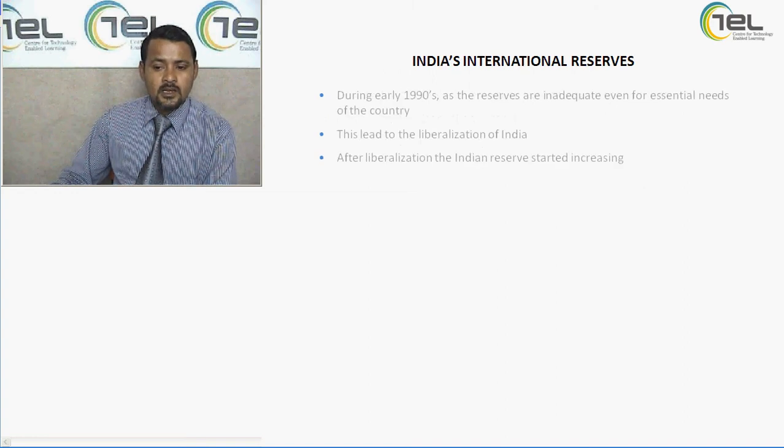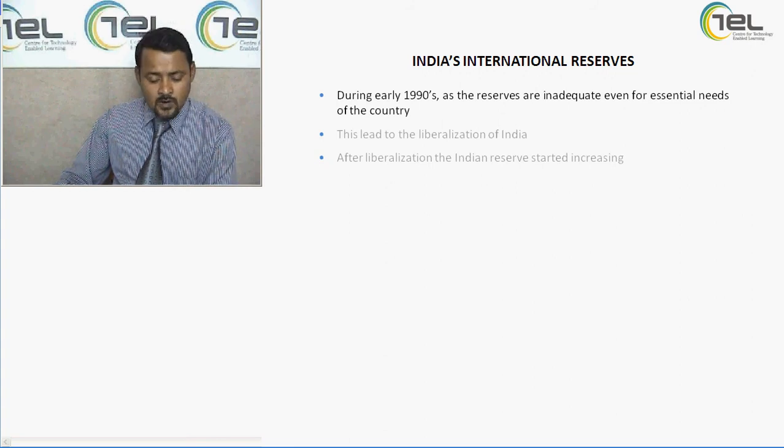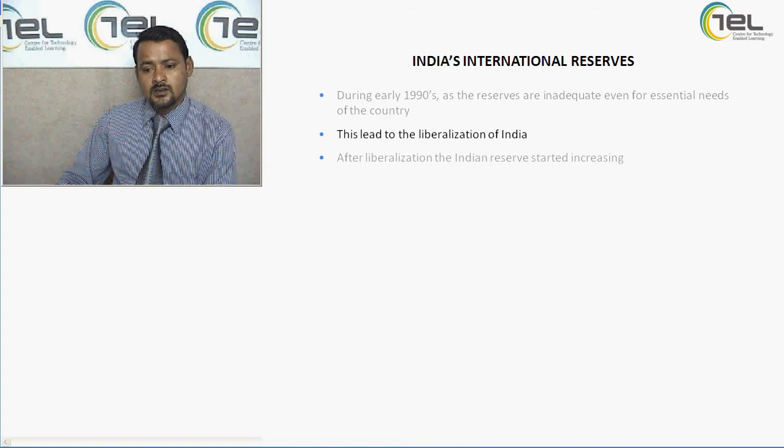Now we are coming to discuss India's reserves. During the early 90s, the reserves were highly inadequate even for importing essential commodities. It was so bad that in the early 90s it was only 4,000-something crores. So as a result, with the advice of the IMF and World Bank, India started a liberalization policy. After liberalization, the Indian reserves started increasing.